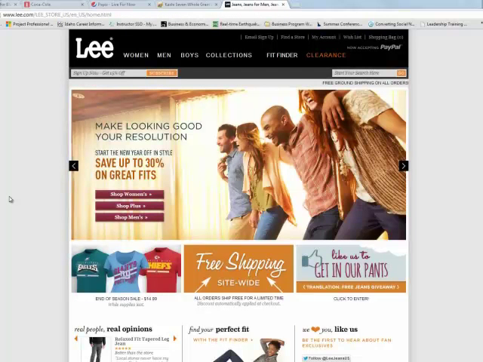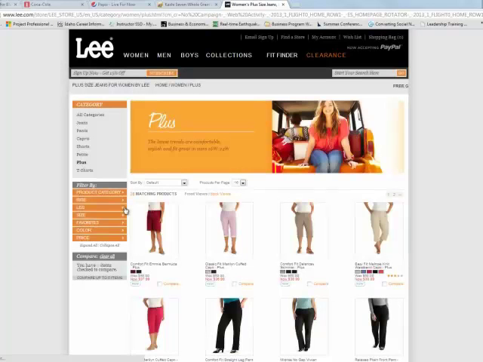Looking still at Lee, we can see that we can shop online. And if we look at Shop Plus, something that's very important here is they use models that are of similar size to what people would be if they were purchasing the product. And that's very important because it gives people a more realistic understanding of what something is going to look like on them when they get the product home.